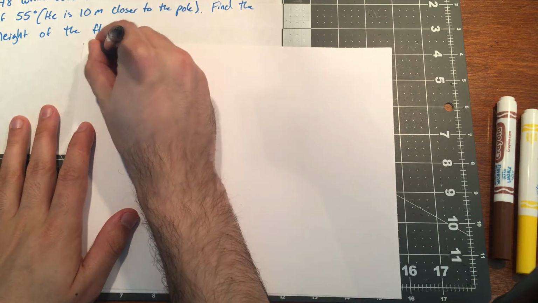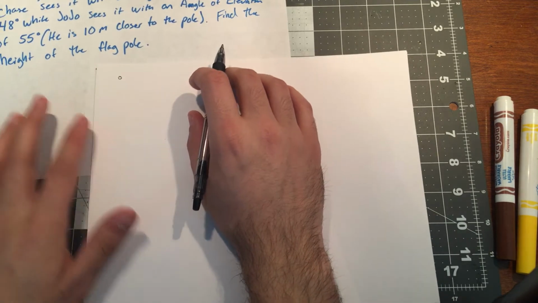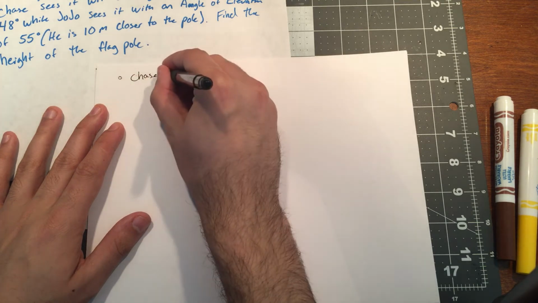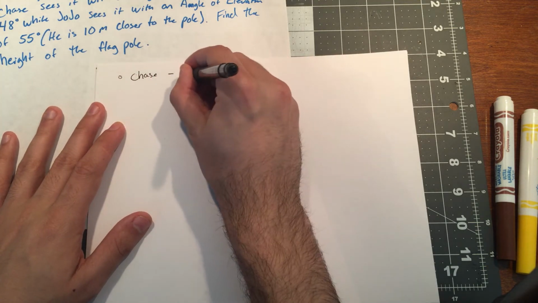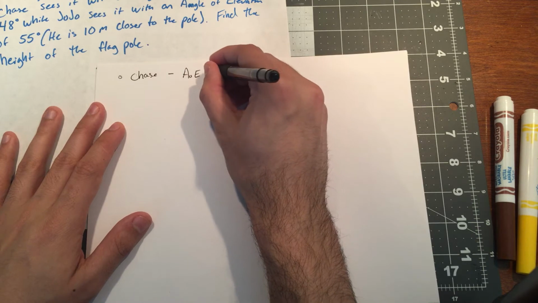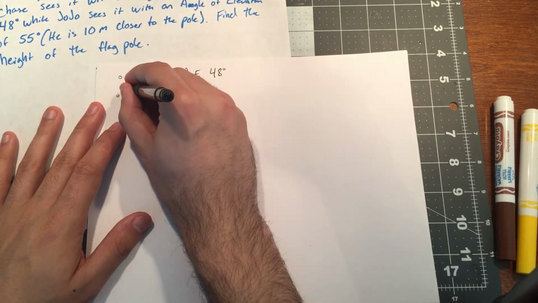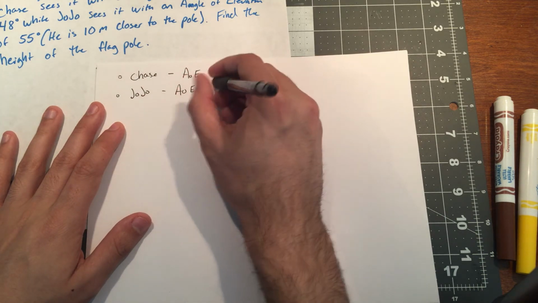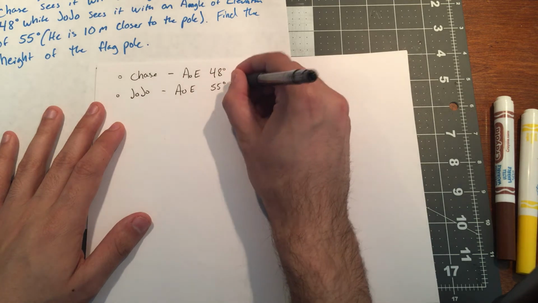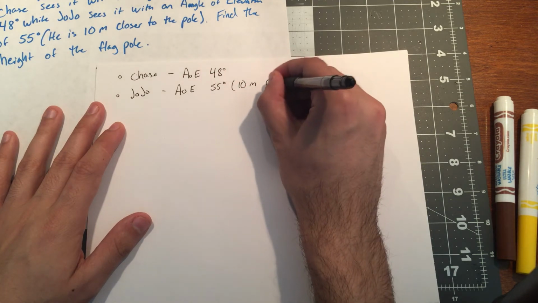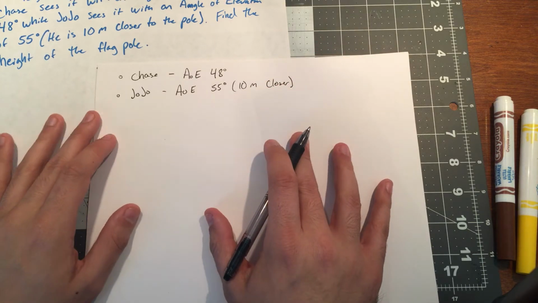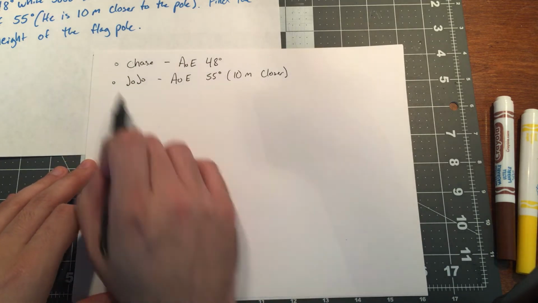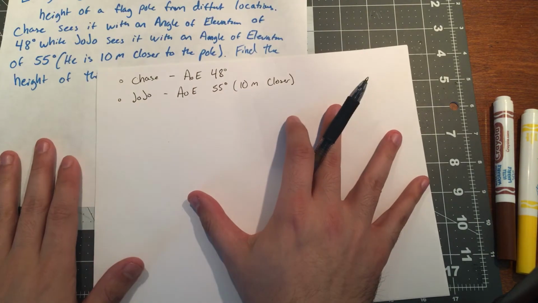Let me write down the facts. If we are collecting fact finding, this is what we have. So we have Chase, who has an angle of elevation of 48 degrees. JoJo has an angle of elevation of 55 degrees, and we're told he is 10 meters closer. And that's really all the details we have in this problem. So these are all the things I would have underlined in the question like we did before.